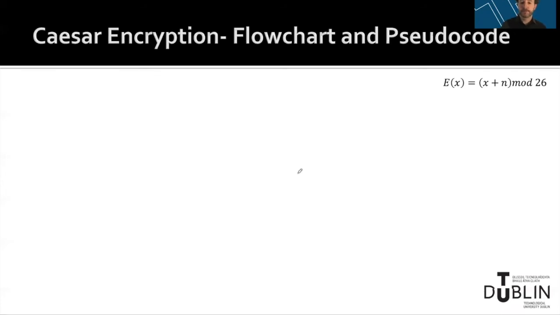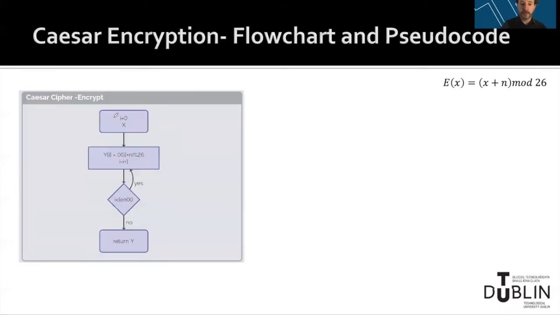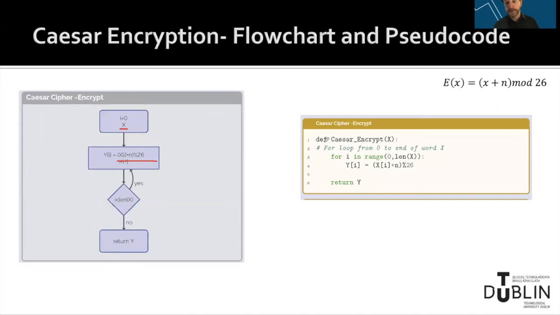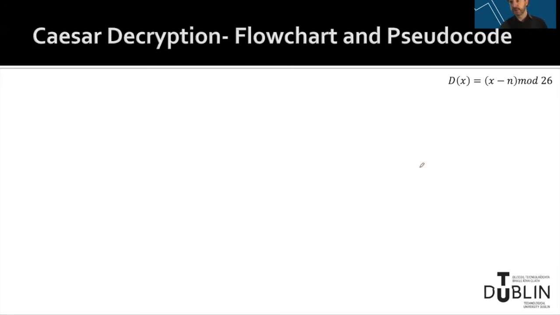So in encryption, we start off at i equal to 0. We have our list of letters, and we just loop our way through the formula. So it's just a for loop. Caesar encryption: for i in range 0 to length of x, yi, which is the encrypted message, is equal to (xi plus n) mod 26. And you have to tell the person what n is to make sure they can decrypt.